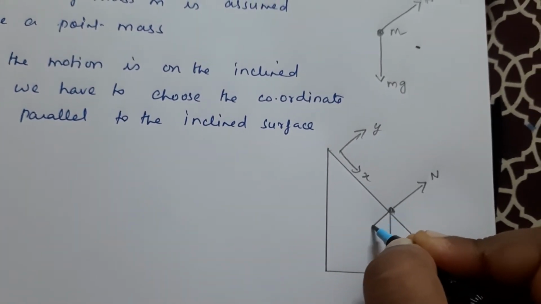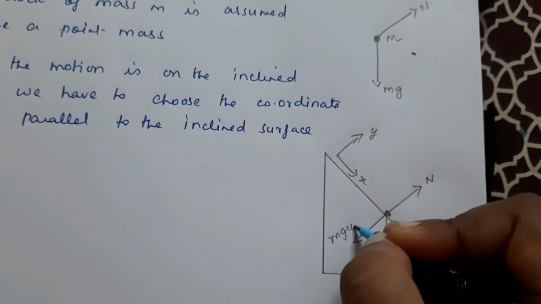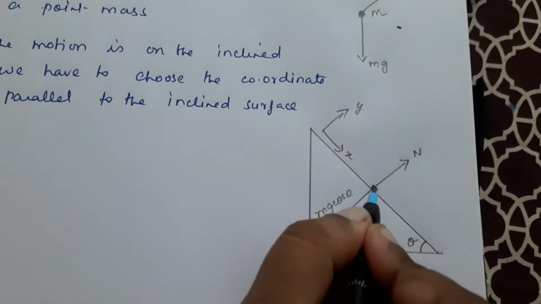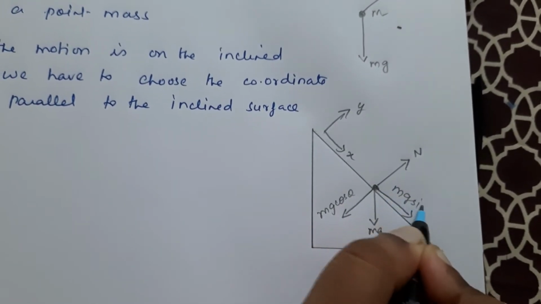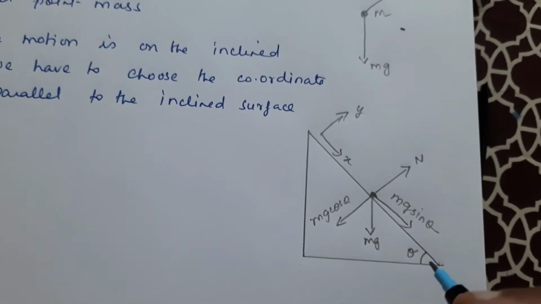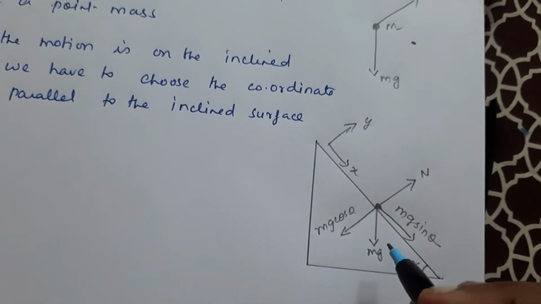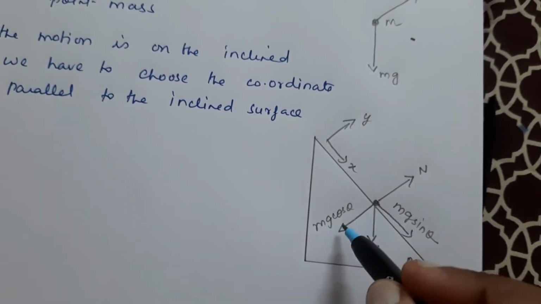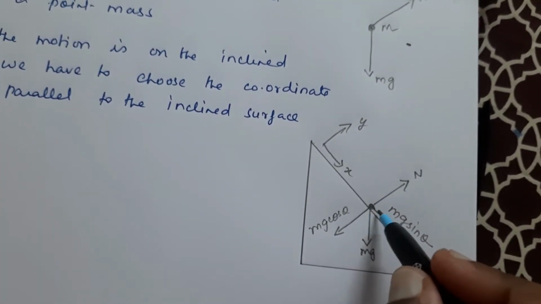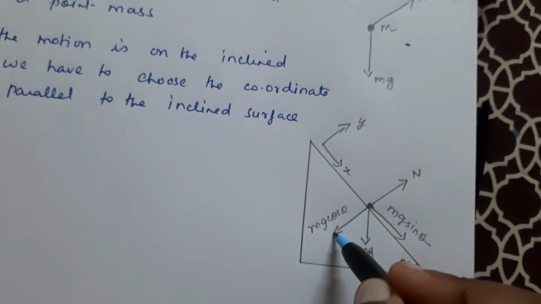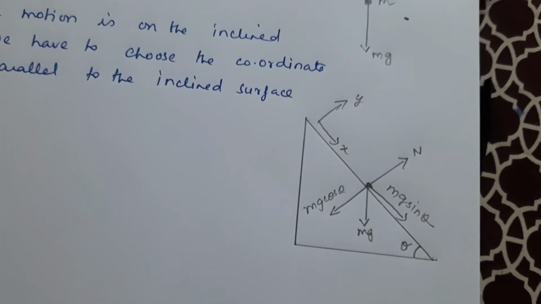Now this is your perpendicular component. The perpendicular component is given by mg cos theta. And this is the parallel component. This is given by mg sin theta. Okay. So we have taken two components. One is the parallel component and the other is the perpendicular component. The parallel component is mg sin theta and the perpendicular component is mg cos theta.